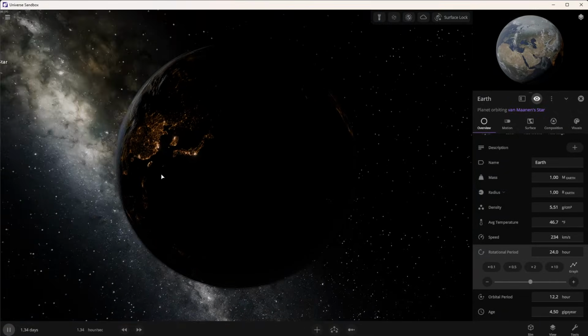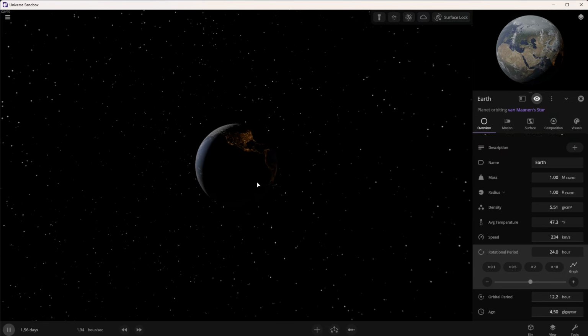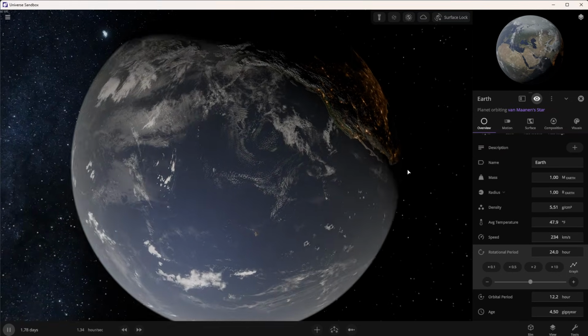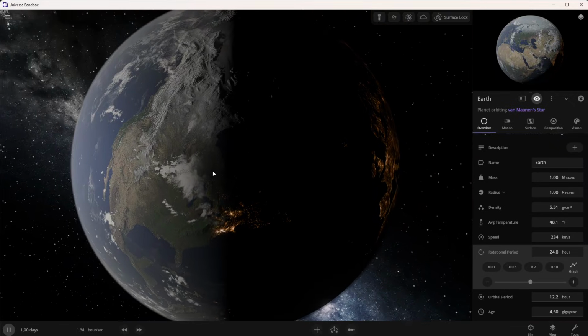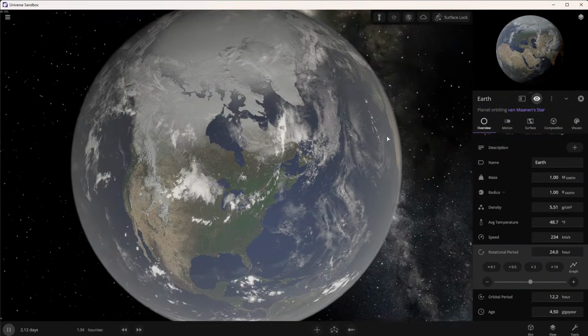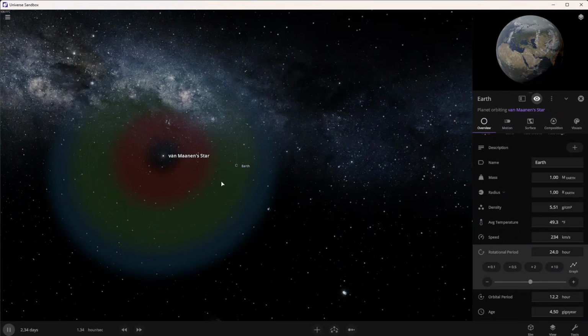So there is nighttime on the planet. Basically, every single 12 hours, it's a new year. I guess realistically, if you really wanted to, it would be every single day. Interesting.